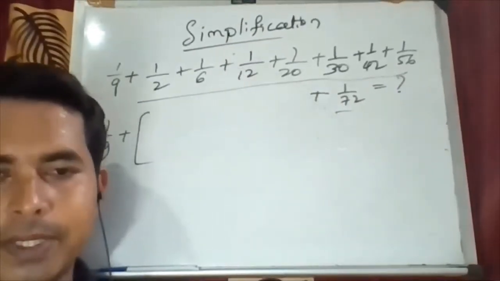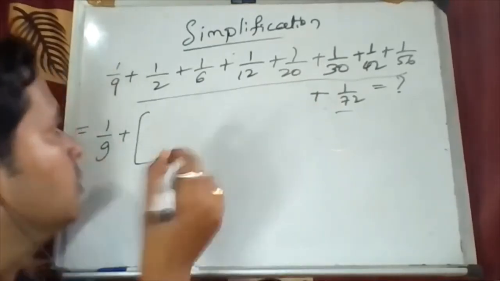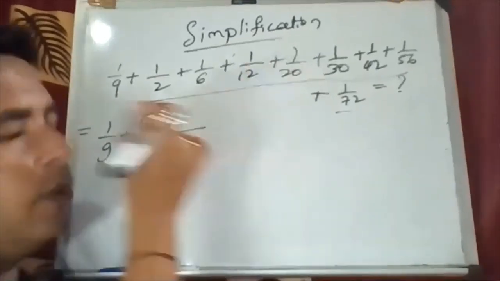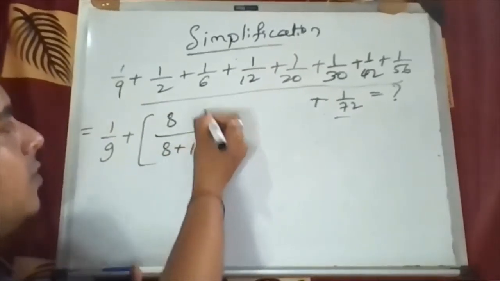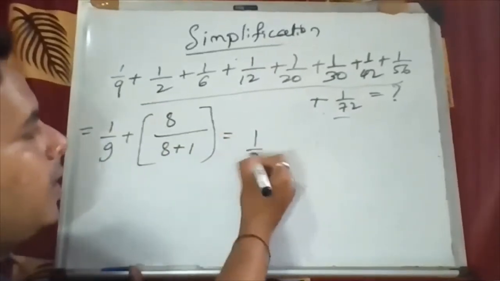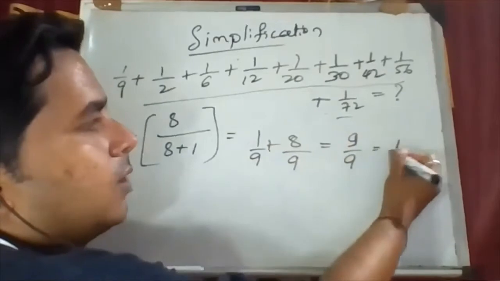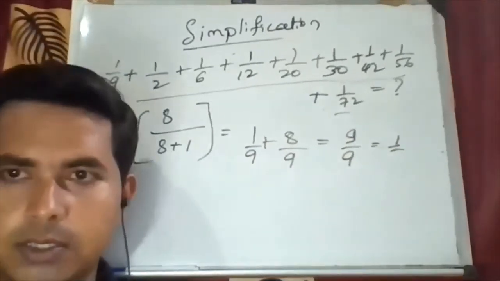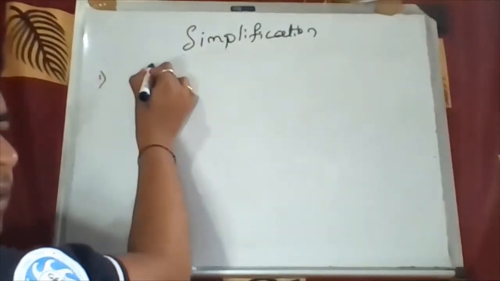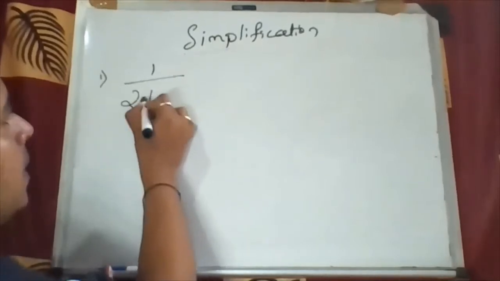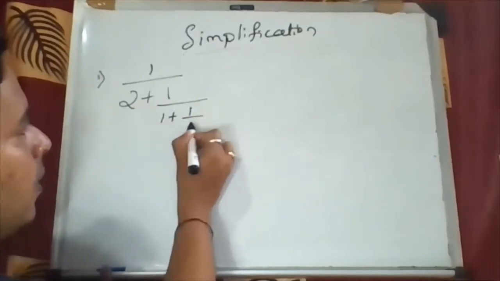So apply that previous method. How many values are there? 8 values are there. So take it as 8. And if you take the factors and their difference, that is also 1. So 8 numbers, and their factors difference is 1. So your answer will be 1 by 9 plus 8 by 9. So you'll get 9 by 9, and the answer will be 1. Now solve this value, that is 1 by 2 plus 1 divided by, again, 1 plus 1 by 8.